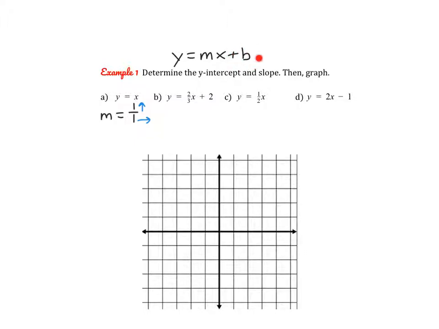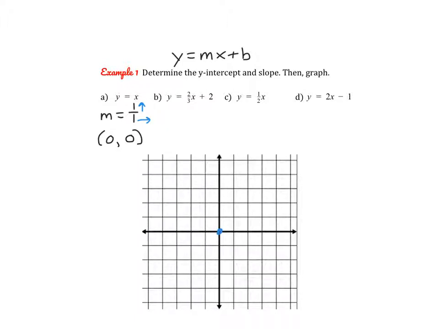So we're going to look for some number added or subtracted at the end. So if you look, you'll notice that there is no number added or subtracted at the end, or at least we don't see it. That means our b value is actually 0. So our y-intercept is at 0, 0. It's at the origin. So let's graph this line.